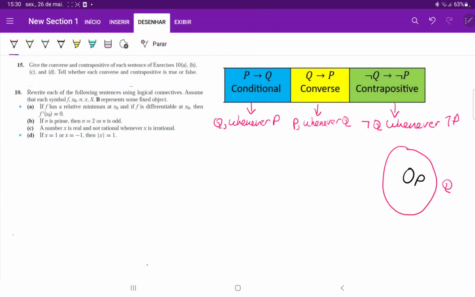So let's get started. For A, we're first doing the converse. All we have to do here is identify P and Q. Our P is F has a relative minimum at X naught, and F is differentiable. And our Q is F prime of X naught is equal to 0, because we have the form if P, then Q. For the converse, we're just doing if Q, then P.